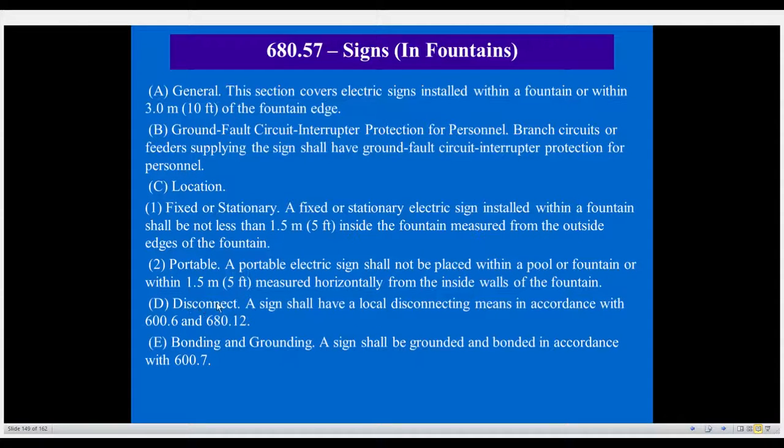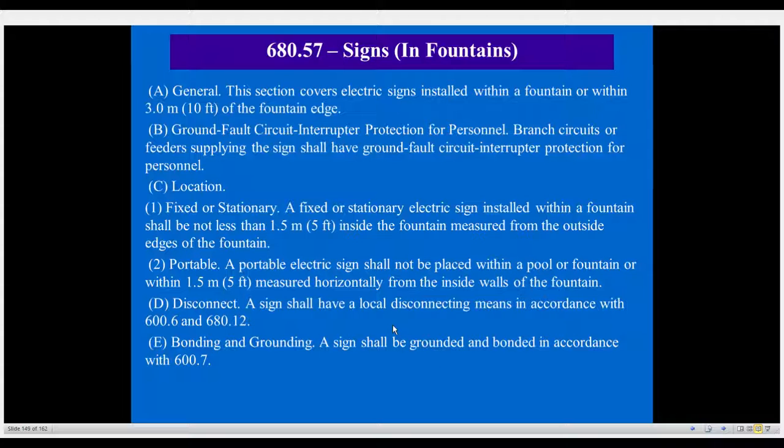So 600.6, when you're dealing with the disconnect, the reason it references it back for the sign is because 600.6 says that each sign or outline lighting system, feeder circuit or branch circuit supplying a sign shall be controlled by an externally operable switch or circuit breaker that opens all the ungrounded conductors and controls no other load. Okay? The switch or circuit breaker shall operate all ungrounded conductors simultaneously. Okay, so that's kind of the aspects that we're kicking back to, reminding those applications.